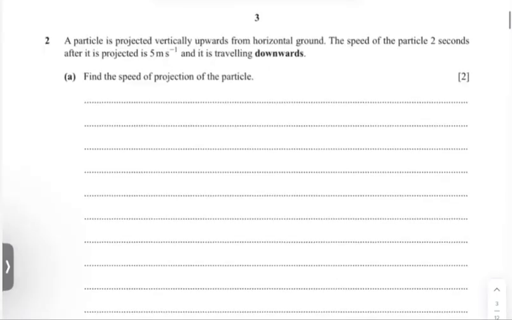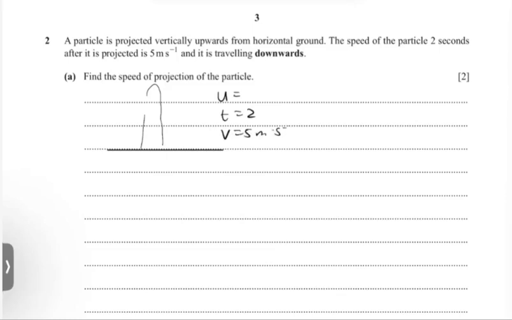Okay, question number 2. A particle is projected vertically upwards from horizontal ground. The speed of the particle 2 seconds after it's projected is 5 meters per second. Okay, so we've got projected motion. It's projected upwards at a certain speed. The speed of the particle 2 seconds later is 5.